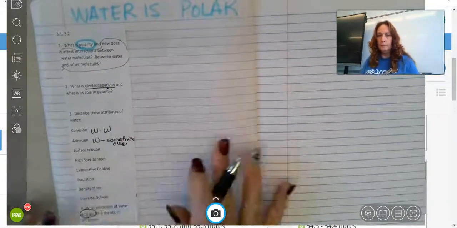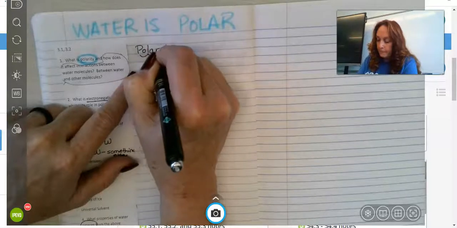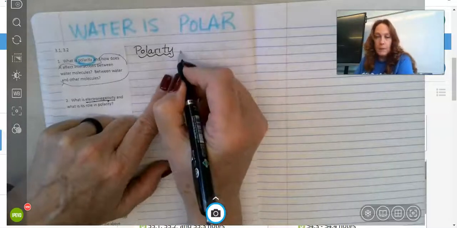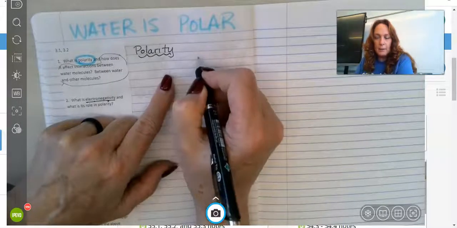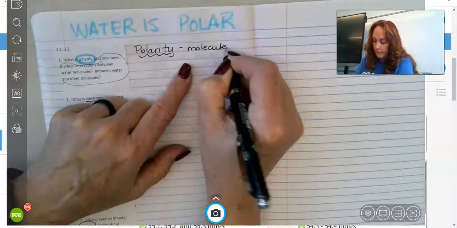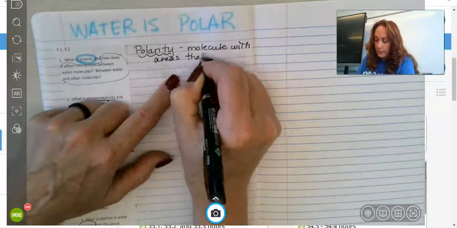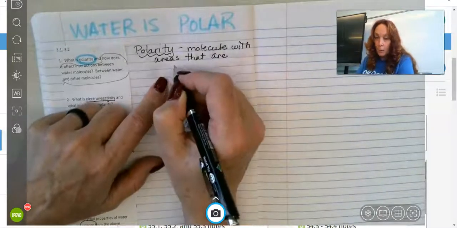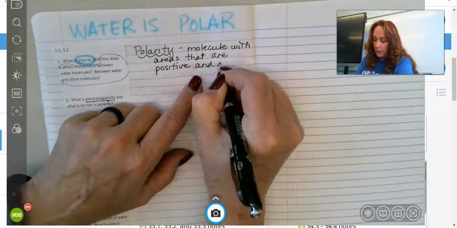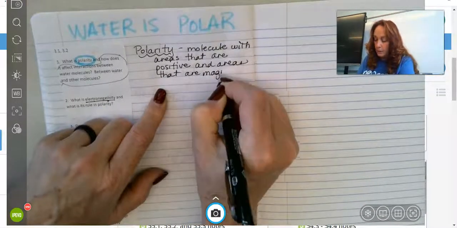So let's move that down. So polarity is having an unequal charge. So you've got a more positive part and a more negative part. So polarity is, you've got a molecule with areas that are positive or more positive, and areas that are negative. What did I just basically define?